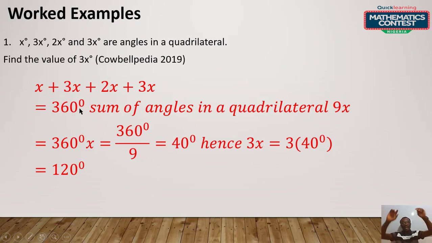Now, some other question can also ask you to find the difference between the largest angle and the smallest angle. The largest angle in this case is 3x. The smallest angle is x. So 3x minus x will give us 120 minus 40, which is 80. So that is just that.